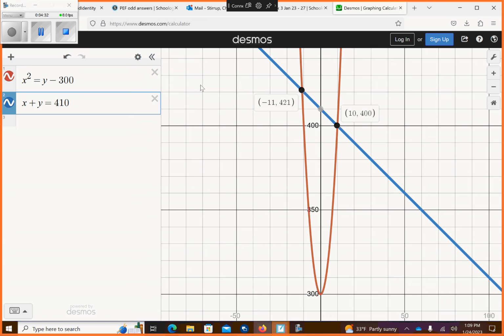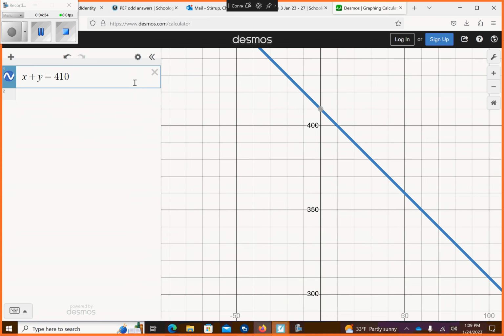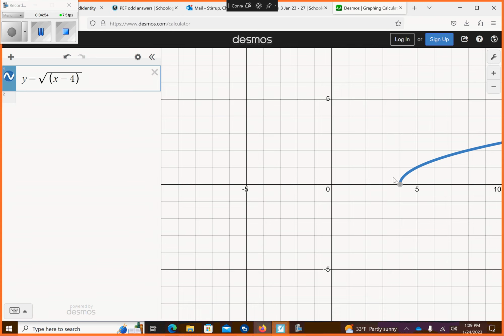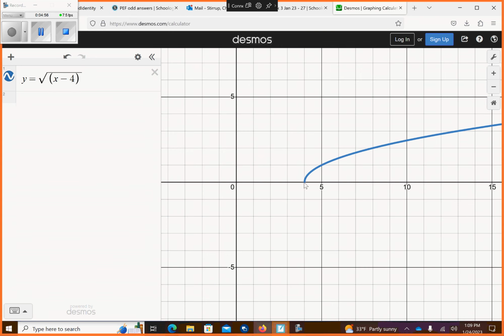All right. And then number 20, it says that they want us to find the domain of each. So you're going to have each of these. You're going to go y equals the first one. You have to find square root. So square root's right there. I'd probably put this in parentheses because the square root might not keep it grouped. And then if I just hit home, notice it starts from right here and goes to the right forever.